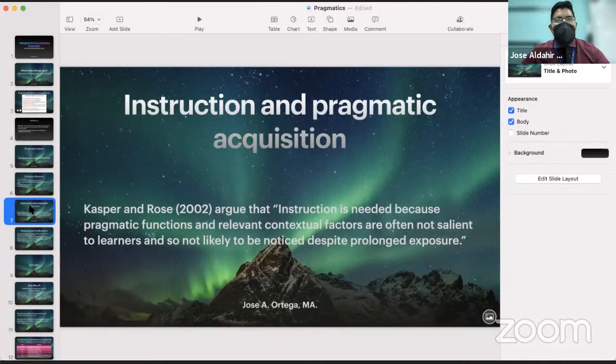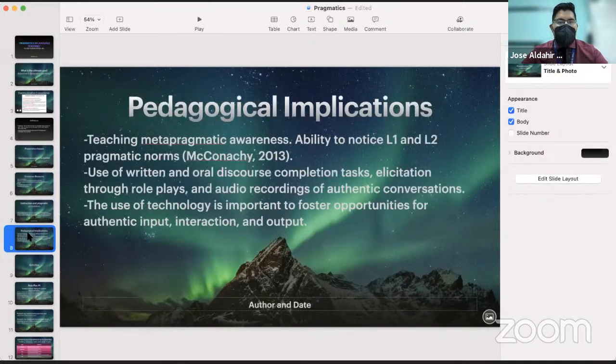We have to draw the attention of our learners in order to create awareness, because their exposure is limited in an EFL context, right? In a foreign language context. There are a couple of implications. First of all, teaching metapragmatic awareness, which means the ability to notice the first and second language pragmatic norms. What are those differences? We can use written or oral discourse completion tasks, elicitation through role plays.